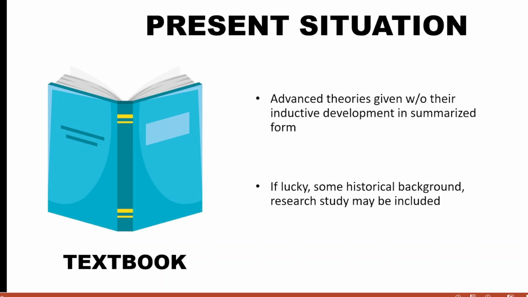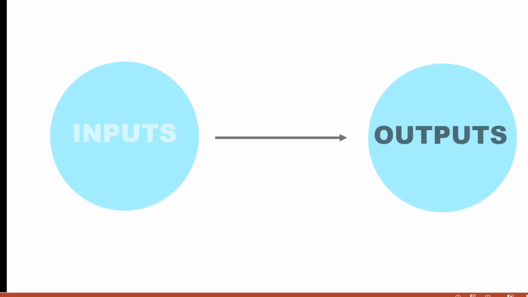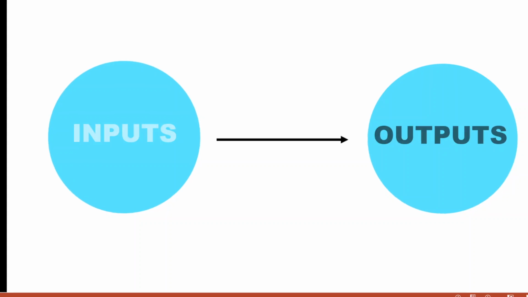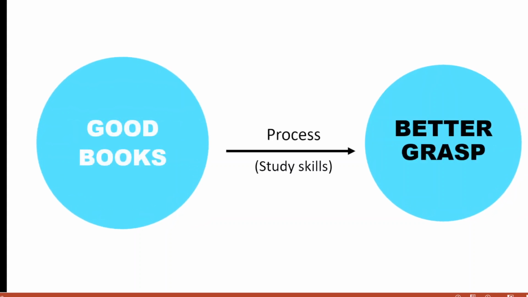And for that, I give you a criteria. In that criteria, you should learn how to pick out good textbooks. Why? Because inputs determine outputs. Okay, that's logical. Similarly, good books determine your understanding of the subject, and you require a certain form of study skills that come under your process that I'm going to cover in the next few videos.